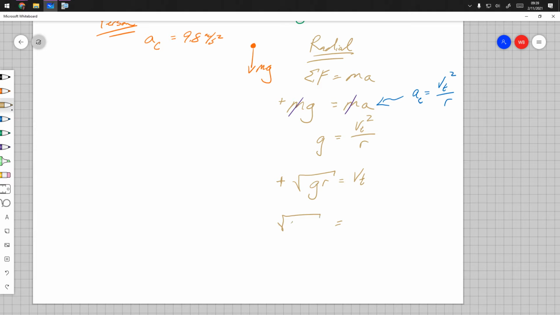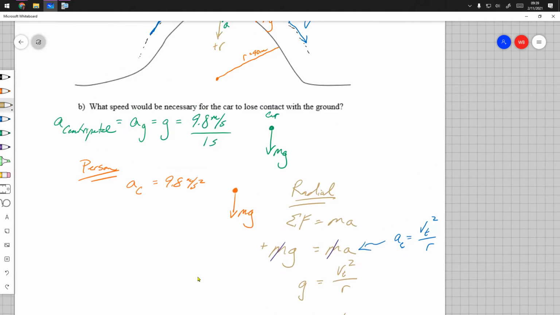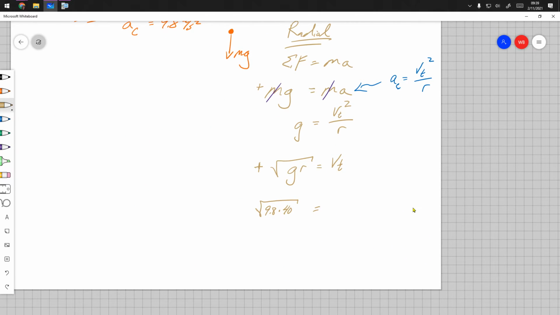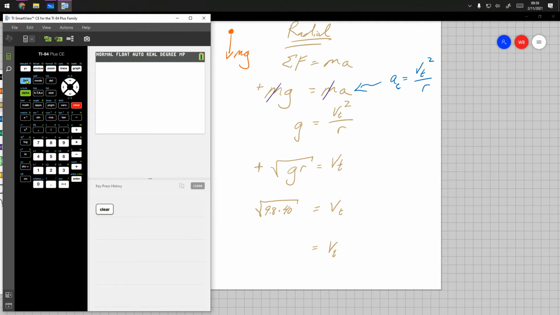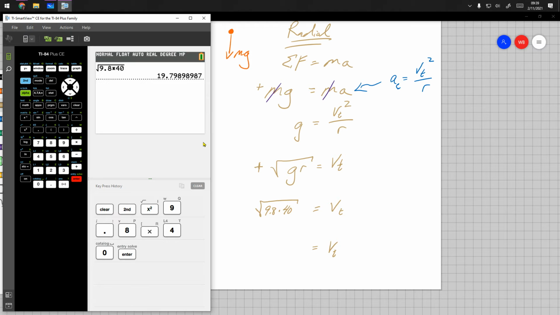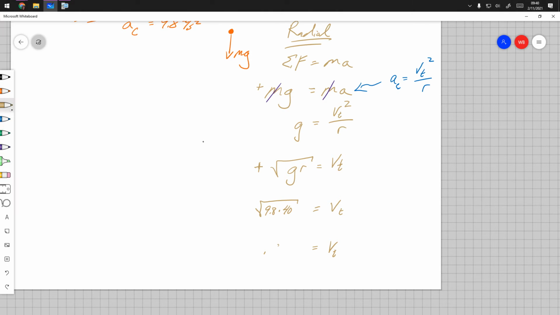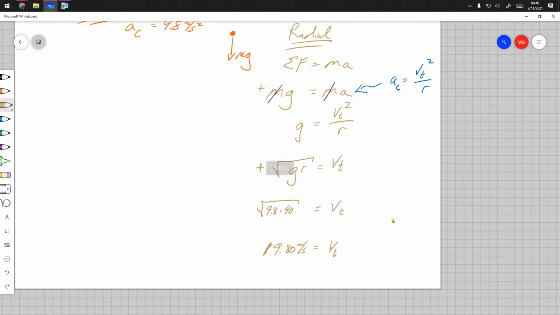I go and put in the values I know. I know g is 9.8, and I know the radius was 40 meters, I believe. Yes, it is. And then I grab my handy dandy calculator and put that stuff in. I have one on the screen here for you. I put it all in one line, make it nice and succinct, and I can catch my errors. 19.79, that rounds to 19.80. 19.80 meters per second is the speed that it would go when it loses contact with the ground.